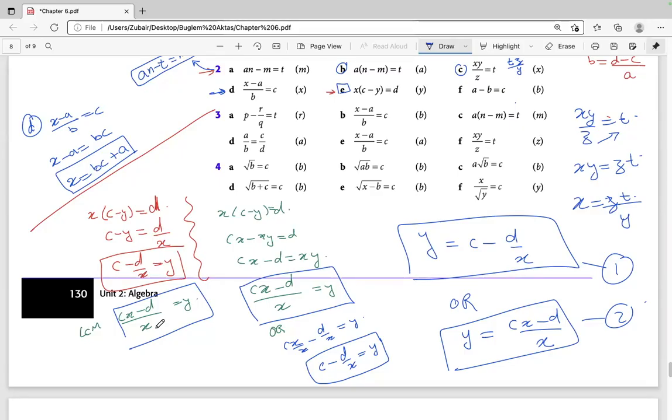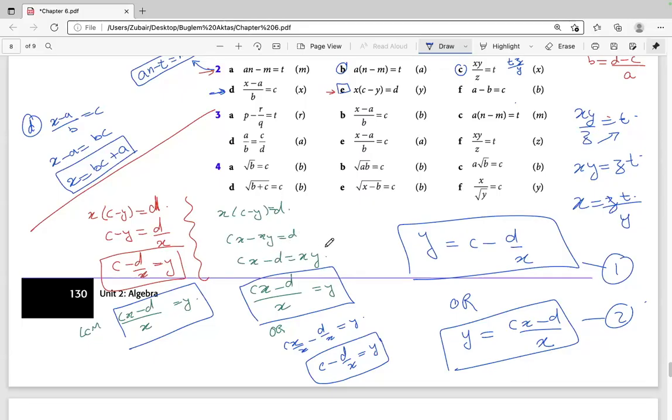Wait. On the other way, if you're saying we expand it, then it would be the second option? Yes, that is another way, but we'll get these same two answers. So if we expand them, we get CX plus XY equals D.